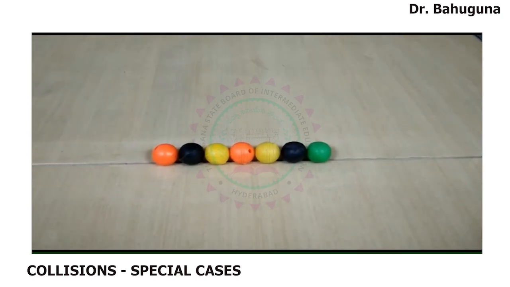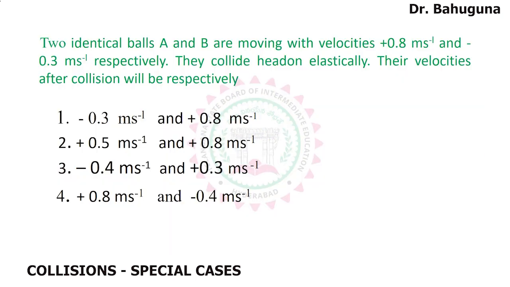How will they be asked in the examination? Two identical balls A and B are moving with velocities 0.8 meters per second and minus 0.3 meters per second. They collide head-on elastically. Find their velocities after collision. We can calculate V1, V2 by using the equation, or we can apply the special case of the collision: if masses are equal, they exchange their velocities. Therefore, simply the second velocity, minus 0.3, becomes first. Similarly, 0.8 meters per second, the first body velocity, becomes the second body velocity. That is, the first option is the correct option.